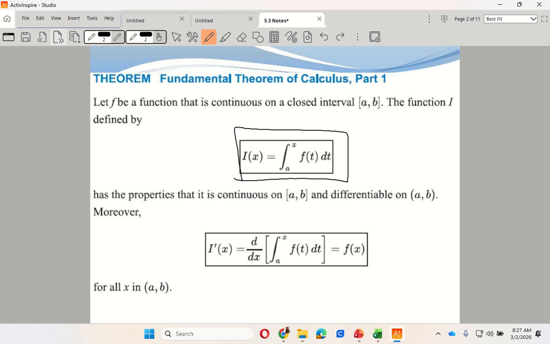Okay, I has the properties that it's continuous on a to b and it's differentiable from a to b. So I take I prime, which is going to be the derivative of I, is equal to the derivative of the function, which should just give me the function in terms of x. Remember how I said that we had the derivative, and then we had antiderivative, right? Because antiderivative is integration. So we're integrating a derivative.